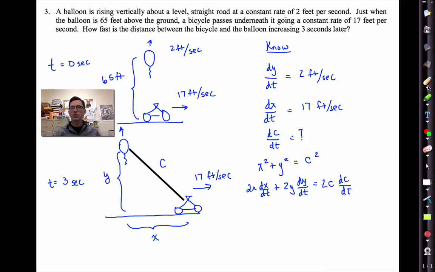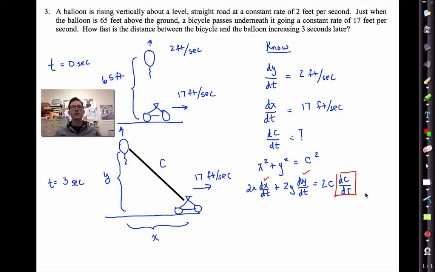Now let's go through our checklist. What do we know, what do we not know? We know dx dt, we know dy dt, we're looking for dc dt. And you know what? We don't know any of the other ones. Don't be fooled. Don't think that y is 65. It's not. Don't be looking at the picture with t equals 0.